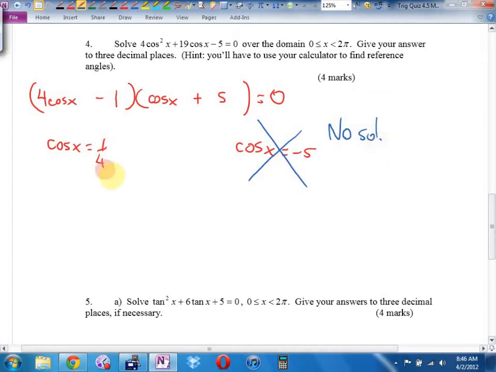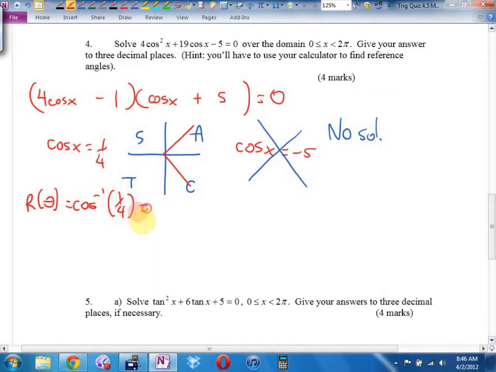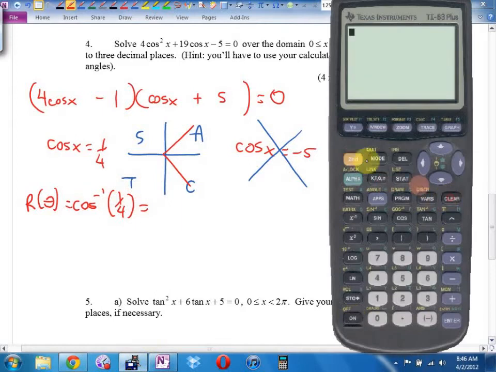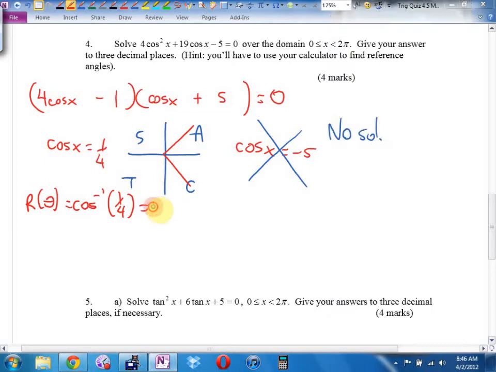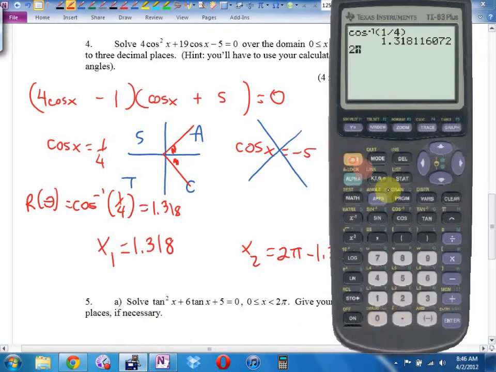Here, do I have a triangle with a 1 and a 4 in it? Okay, going to be a calculator. I'll still use the CAST rule. Cosine is positive here and here, but now to find the reference angle, that's going to be the inverse cos of 1/4. Inverse cos of 1/4. The reference angle is 1.318. Which means that angle and that angle are both 1.318. My first x value, since we're in quadrant 1 there, is 1.318. My second x value is going to be 2 pi minus 1.318, which is 4.965.